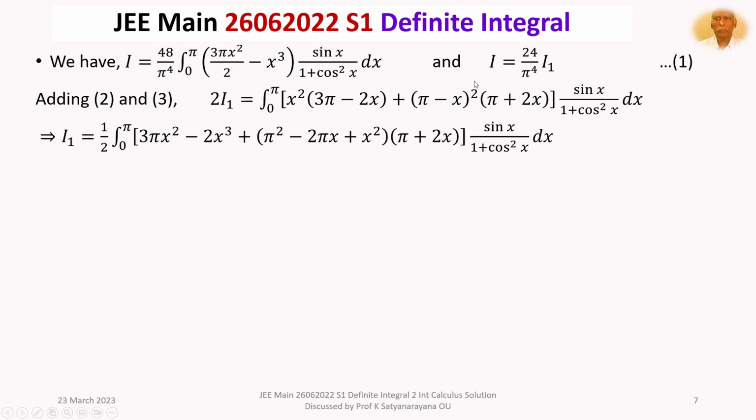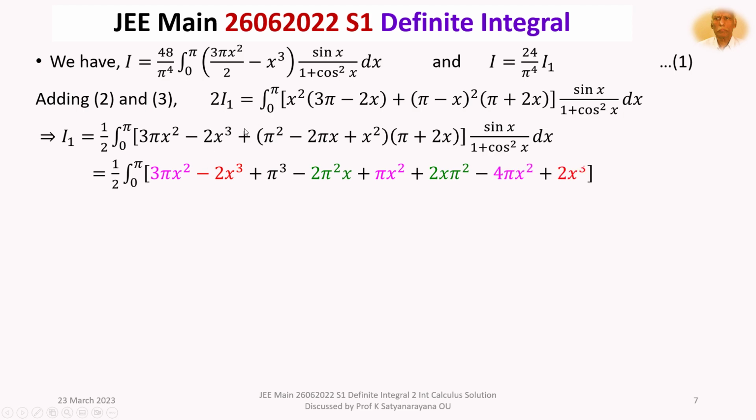Pi minus x whole square is expanded: pi square minus 2 pi x plus x square, multiplied by pi plus 2x, whole into sin x by 1 plus cos square x with respect to x. Now we expand this: 1 by 2 integral 0 to pi, 3 pi x square minus 2x cube as it is, pi square into pi is pi cube, minus 2 pi x into pi is minus 2 pi square x, plus x square into pi, that is pi x square, plus 2x into pi square, that is 2x pi square, minus 4 pi x square plus 2x cube.